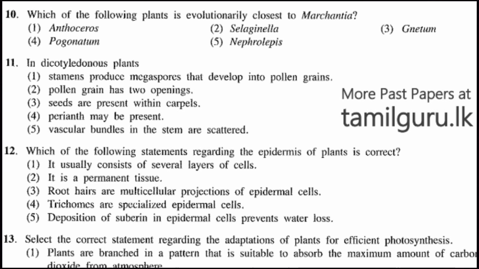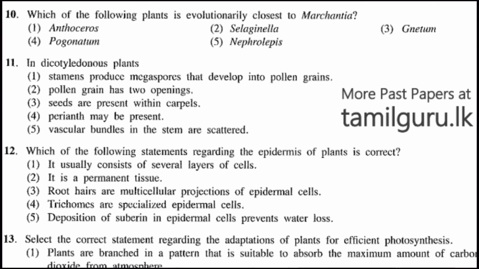Anthoceros is belonging to Anthocerophyta, so that is not the closest one. And then Selaginella, Nephrolepis and Cycas, they are not close because they are much more developed than Marchantia. So answer number 4. 11th question is about dicotyledonous plants.